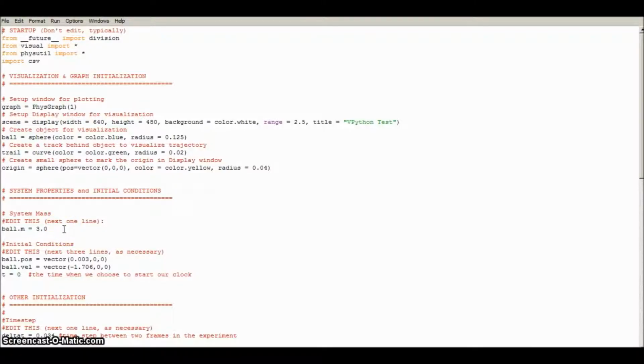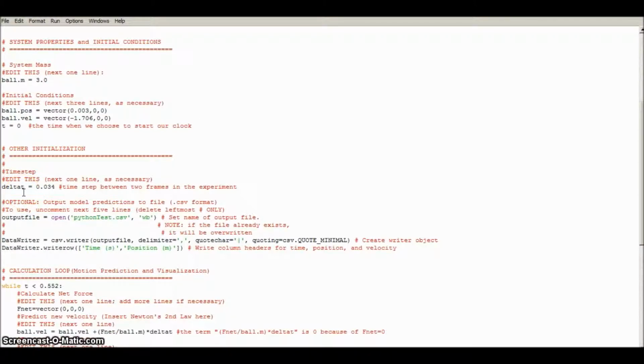In the code, I set the mass of the ball to 3 kg, but it becomes apparent that the mass of the system is irrelevant when observing a constant velocity. Furthermore, I set the initial conditions, which I mentioned a moment ago, so the initial position of the ball at 0.003 meters and the initial velocity of the ball at minus 1.706 meters per second.